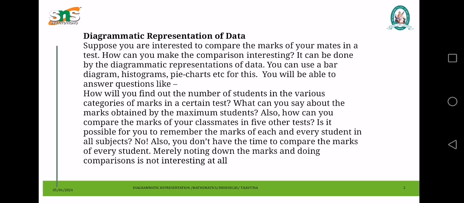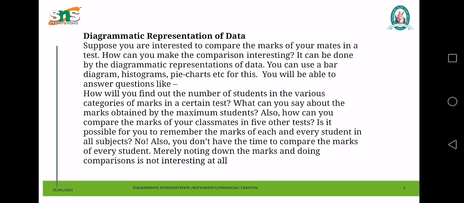You will be able to answer questions like, how will you find out the number of students in the various categories of marks in a certain test? What can you say about the marks obtained by the maximum students? Also, how can you compare the marks of your classmates in 5 other tests?